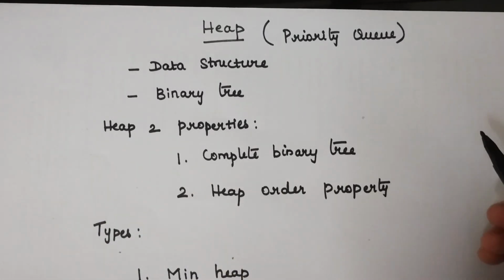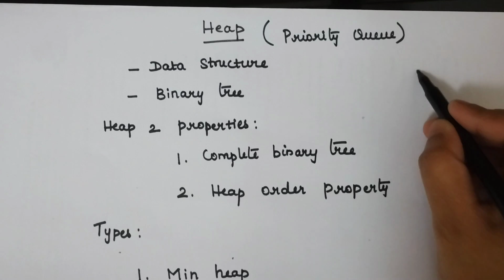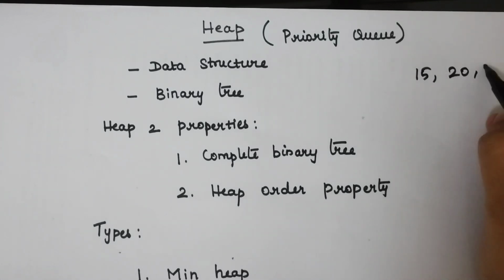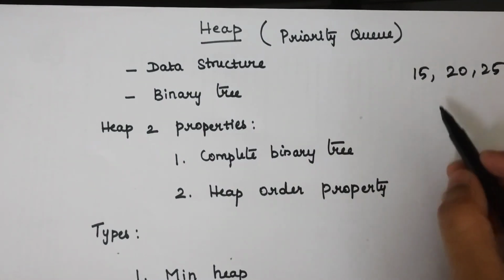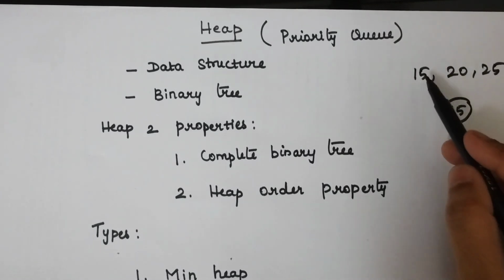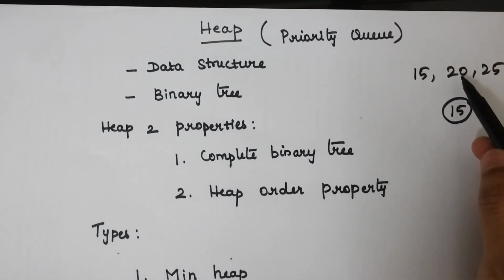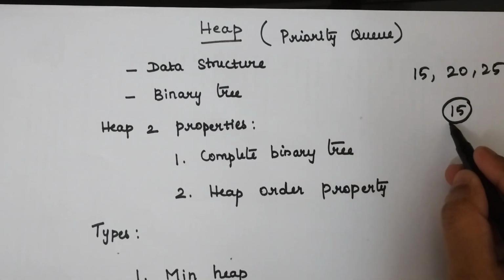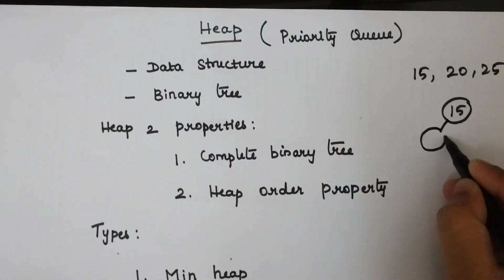For example, if I want to insert some values like 15, 20, 25, how do I insert? First I have to insert it at the root. 15 should be inserted at the root. Once I insert it at the root, then I have to move to 20. Now coming to 20, we need to insert 20 to the left side of this tree.